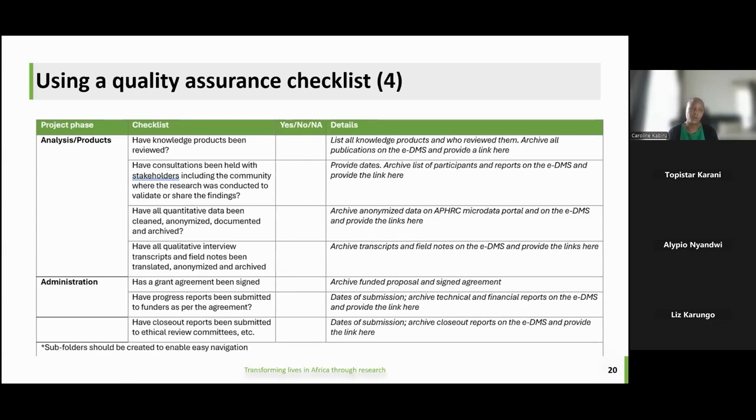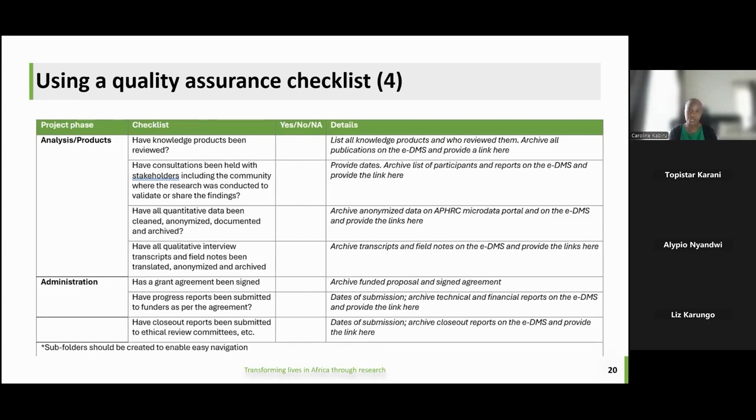Then we also want to check that all data has been cleaned, anonymized, documented, and archived. Transcripts and field notes have been translated, anonymized, and archived, and where they're archived. And then for the administration is whether there was a grant agreement, the progress reports were submitted as planned, the closeout reports have been submitted as planned. And so really that's the checklist that's available for us in our research governance framework.